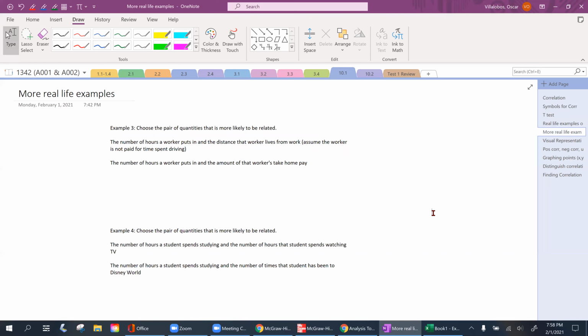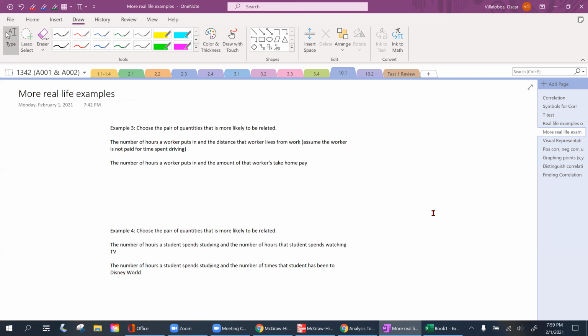Example 3. Choose the pair of quantities that is more likely to be related. The number of hours a worker puts in and the distance that worker lives from work. Well, no, because some people live pretty far, but they're usually putting in overtime. So maybe. Assume the worker is not paid for time spent driving.